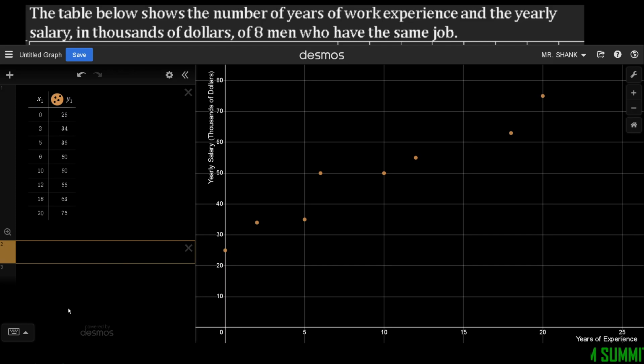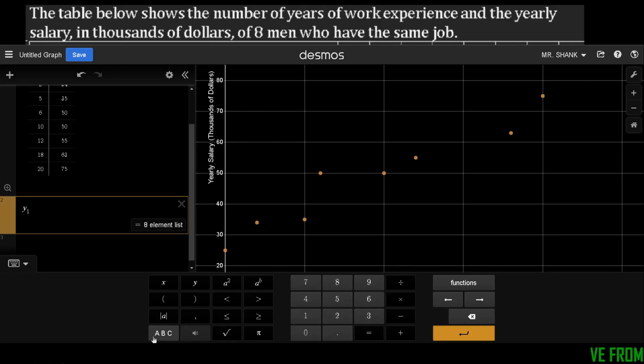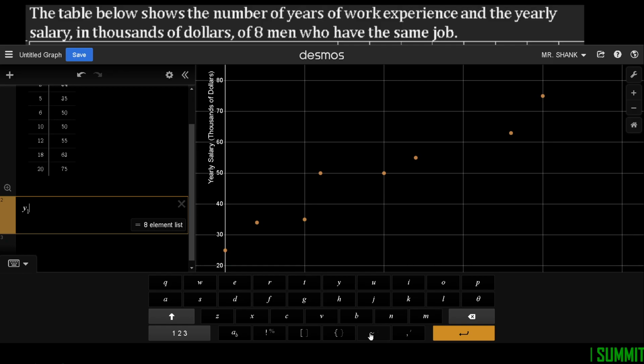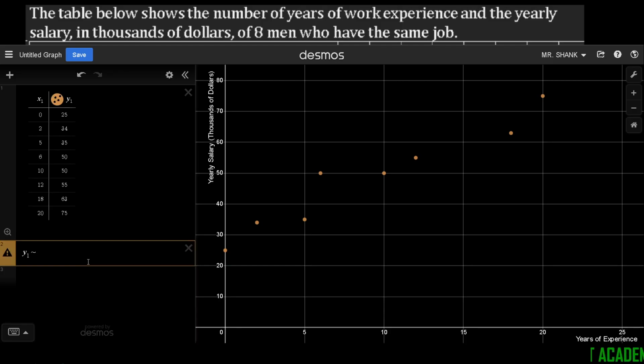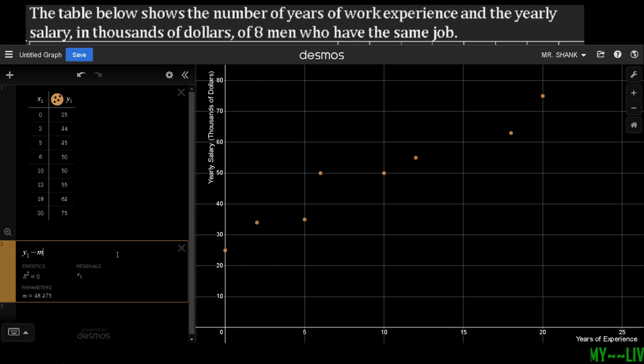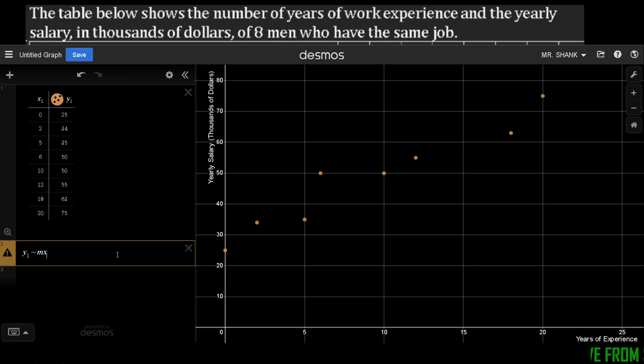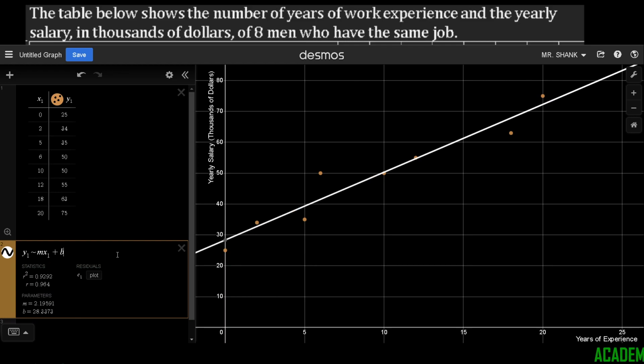So I'm going to say y sub 1, shift minus 1 tells us that we have a list. Hit that tilde button. It's also, if you hit the keypad, hit the ABC, this button right here. So you can say, okay, let's have m times x sub 1 plus b. And this is your general linear equation, because it's in slope-intercept form, and it tells you what m and b are going to be. See how it has parameters down here? This tells you what values are going to be for m and b.